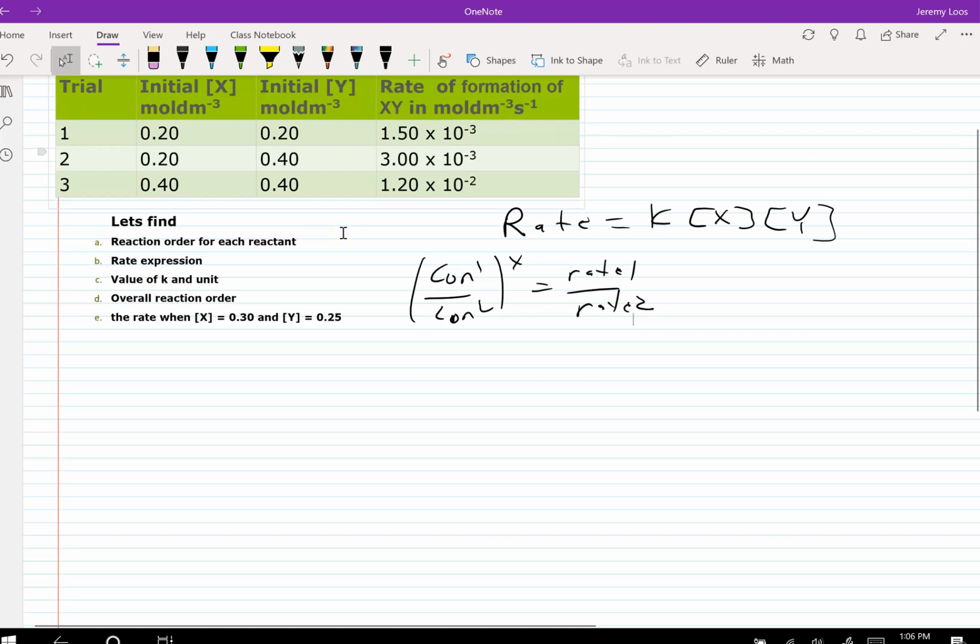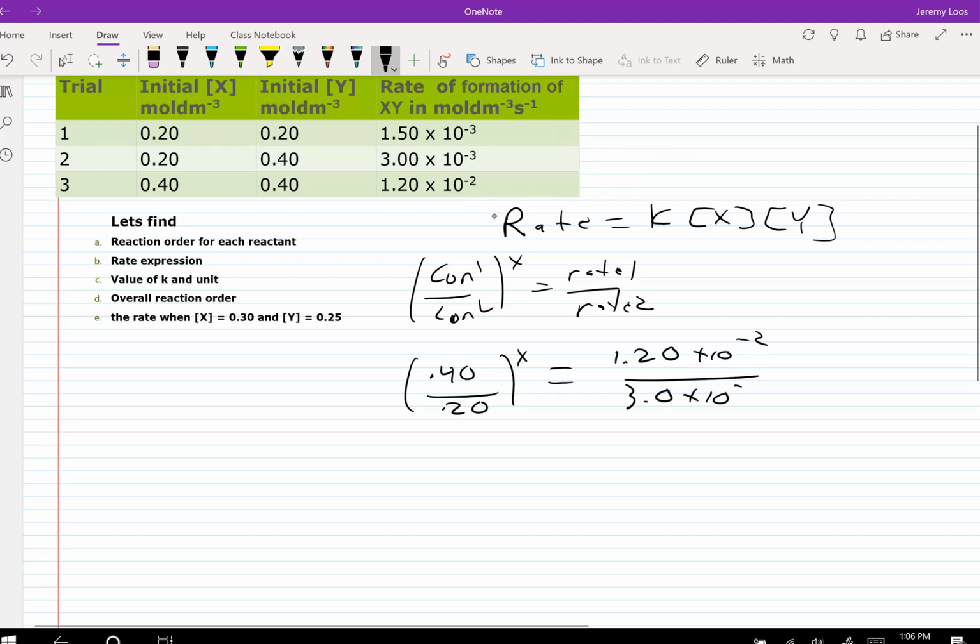And again, I'll explain maybe an easier way to think about this in a moment. But let's let the higher concentration be concentration 1. That's going to be 0.4, so I'm getting that from right here. And then the lesser concentration would be concentration 2 to the x power. And then I'll make sure I put the rate that goes along with the 0.4 trial, which is 1.2 times 10 to the minus 2, and then 3.0 times 10 to the minus 3.